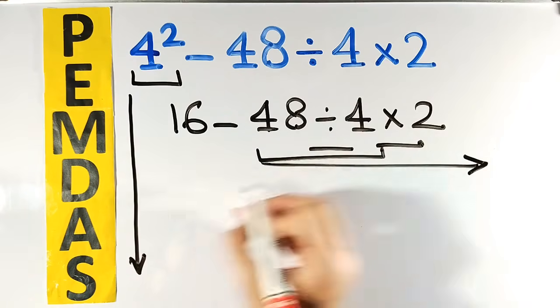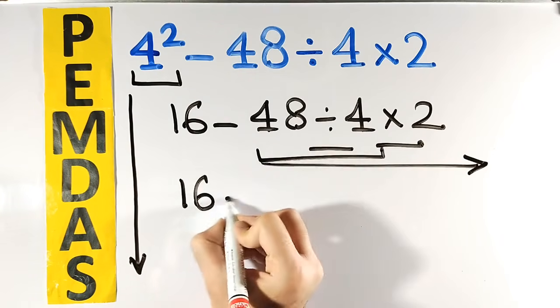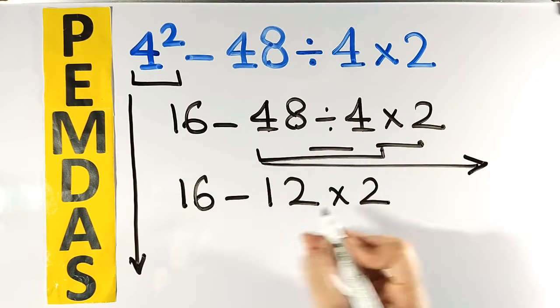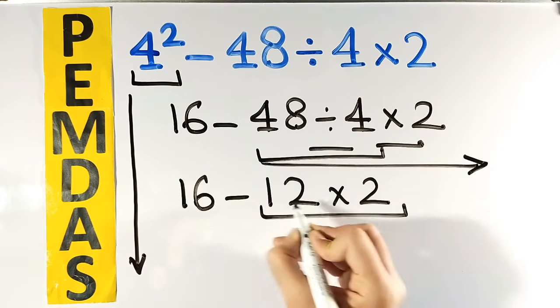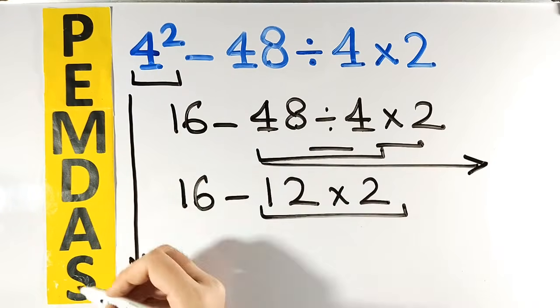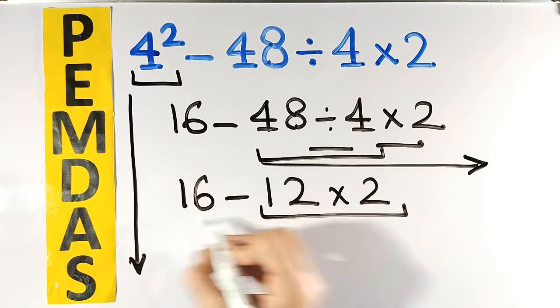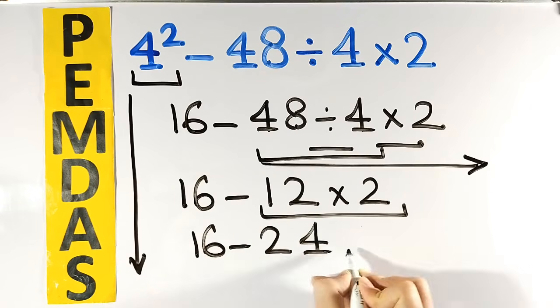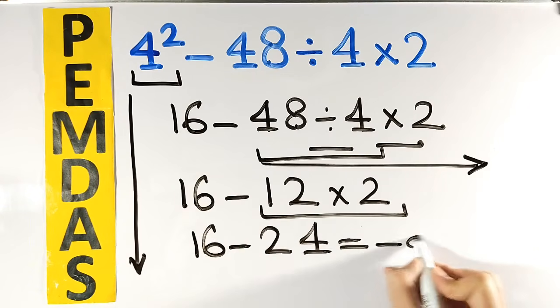And instead of this expression, we can write 16 minus 12 multiplied by 2. And the final step, we go for the multiplication between 12 and 2, because multiplication has priority over subtraction. So, we rewrite this expression as 16 minus 24, which finally gives us the answer, -8.